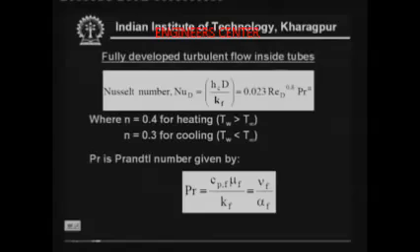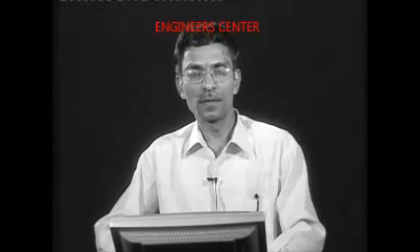This is a very popular empirical correlation, very widely used, as I said, for fully developed turbulent flows inside tubes. And if you are using a hydraulic diameter, you can also use this for non-circular tubes. But this is again valid for a certain Reynolds number range, and also for a certain Prandtl number range. So when you are using this equation, you must know the range under which it can be used. This is just one example of a typical convective heat transfer correlation.